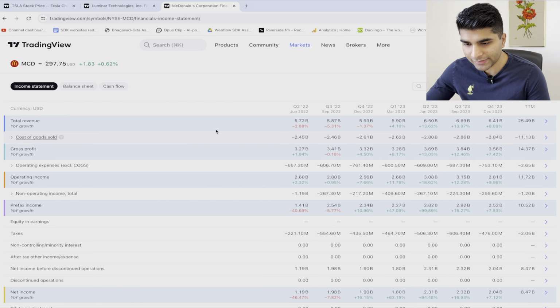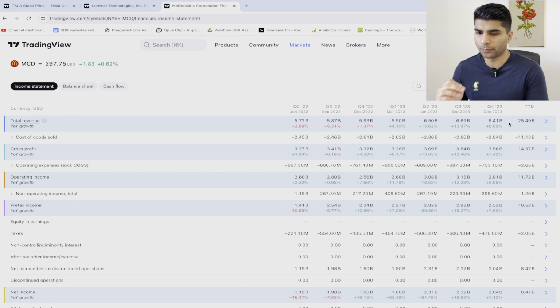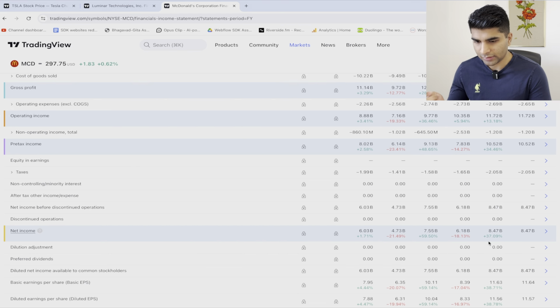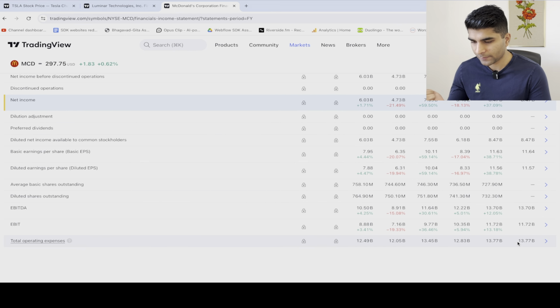Income statement, the revenue is increasing at a very steady pace, at a very slow pace. They're profitable, so gross profit is positive, it's increasing. Let's go to annual, and operating income is increasing, pre-tax income is increasing, net income is good, it's positive.